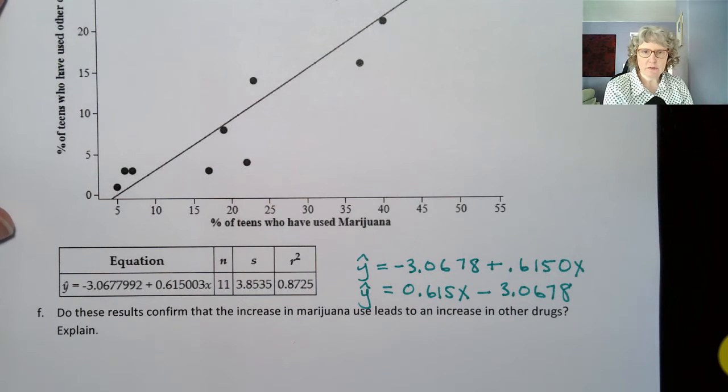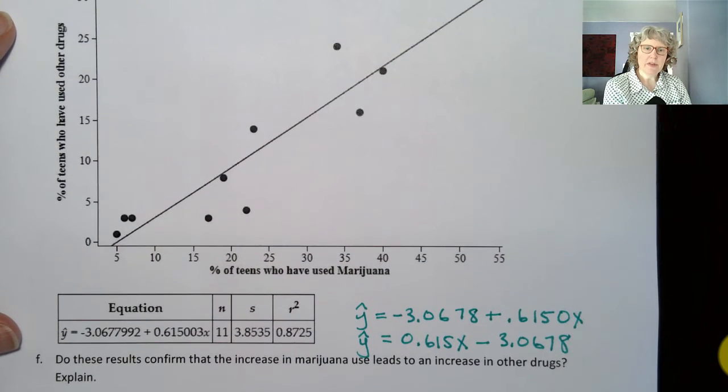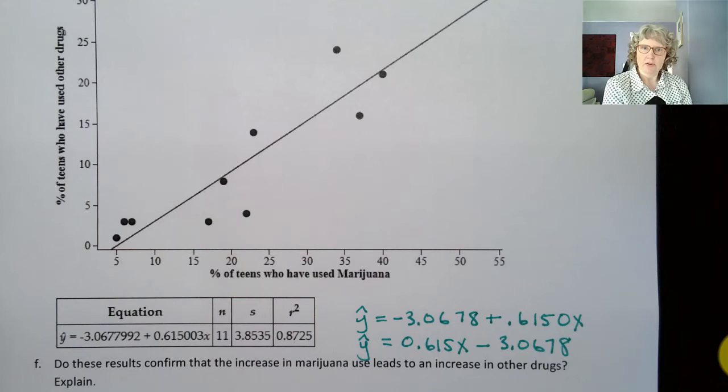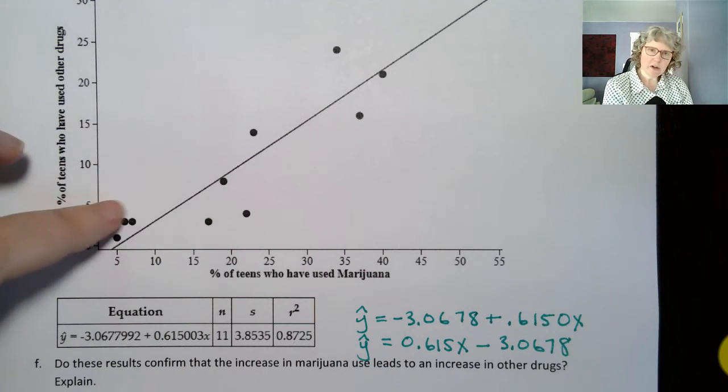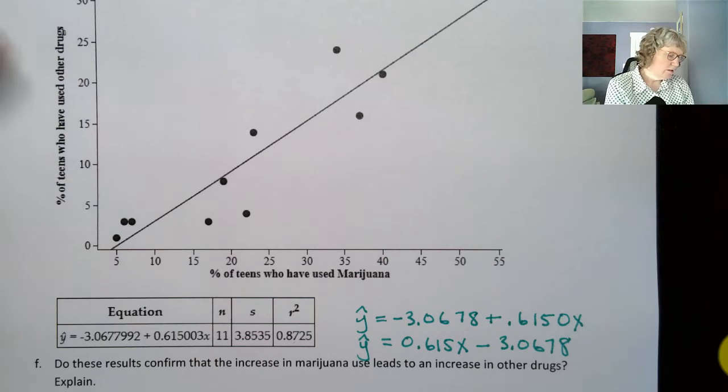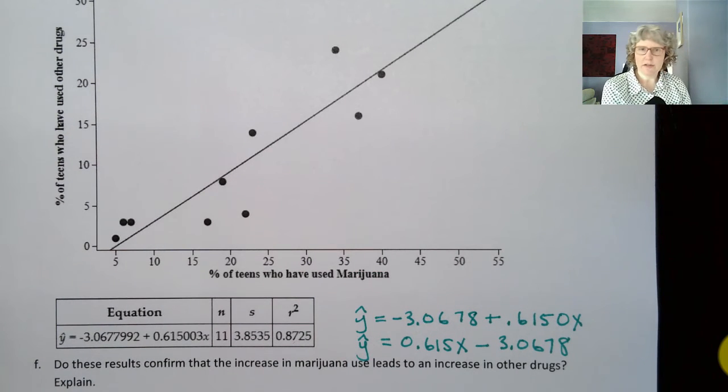Do these results confirm that the increase in marijuana use leads to an increase in other drugs? Okay, so what do you think about that? We've described the association. It's positive, it's strong, it's linear. There's a grouping here, but not anything else very unusual, no outliers. So there's a strong correlation. Does that mean that using marijuana is causing teens to use other drugs?